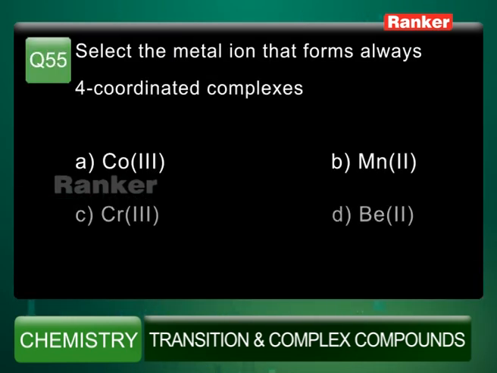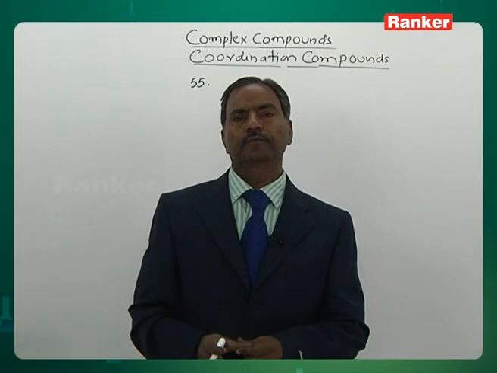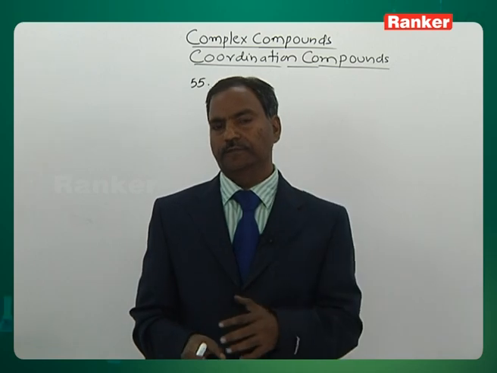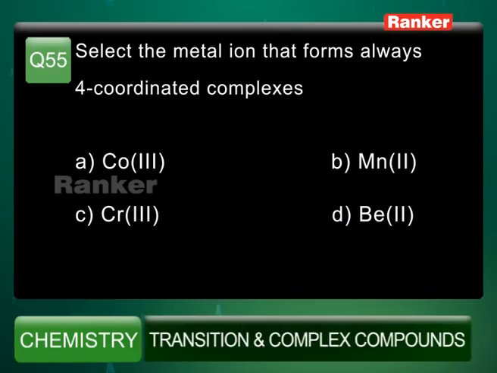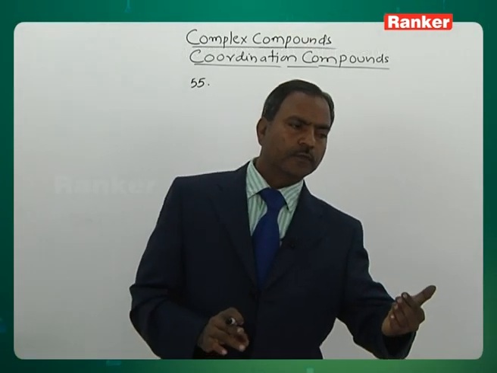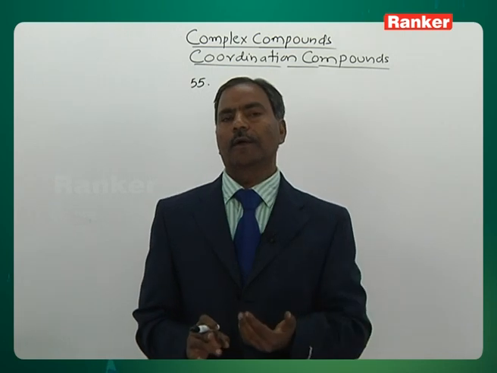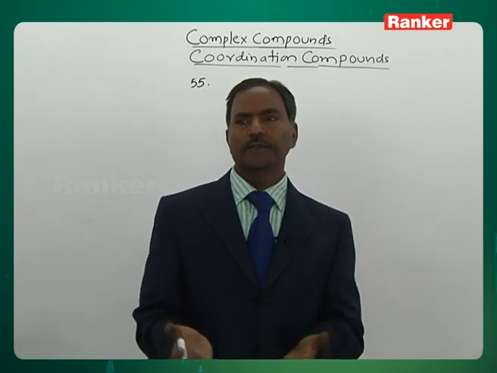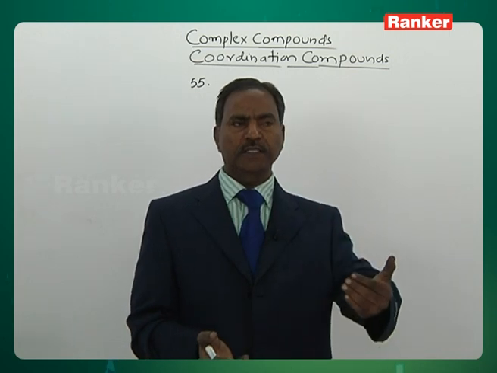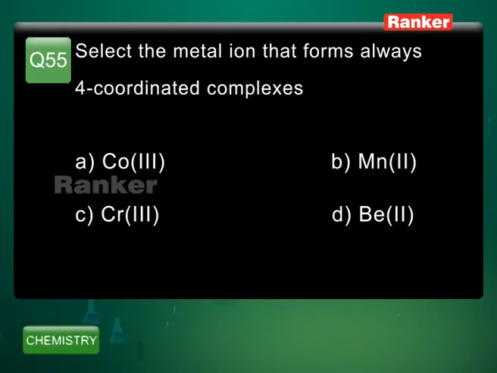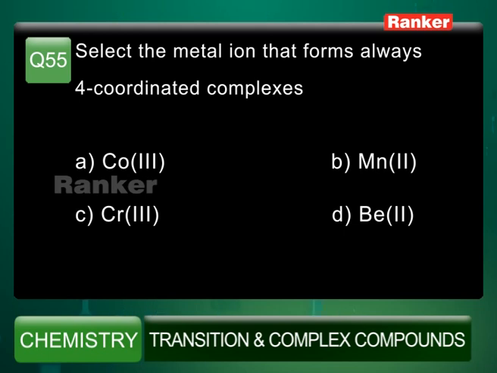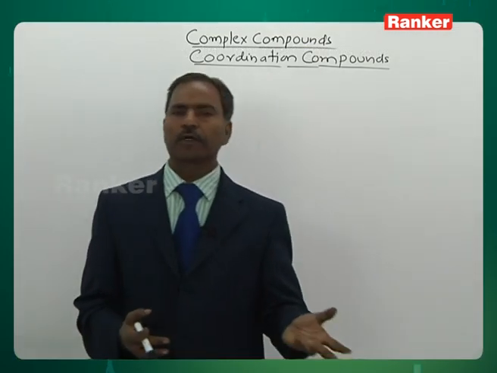Select the metal ion that always forms a 4 coordinated complex. Coming to option A, cobalt plus 3. Cobalt plus 3 generally forms complexes with coordination number 6 only. Coming to option B, Mn plus 2. Mn plus 2 forms coordination number 4 and also coordination number 6. There are both possibilities. A d block metal ion in plus 2 oxidation state generally forms coordination number 4 and coordination number 6 complexes. Then coming to C, chromium plus 3 also always forms a complex with coordination number 6 only.